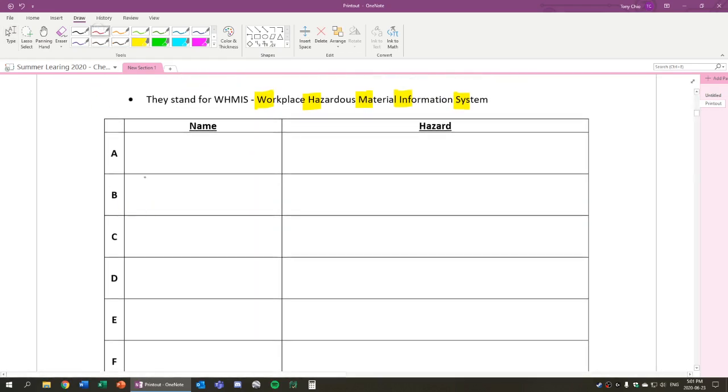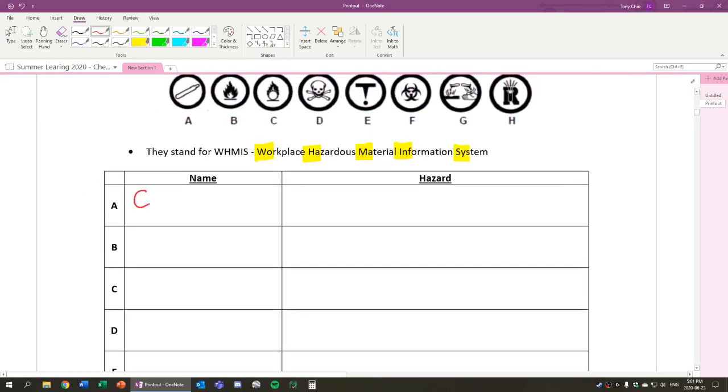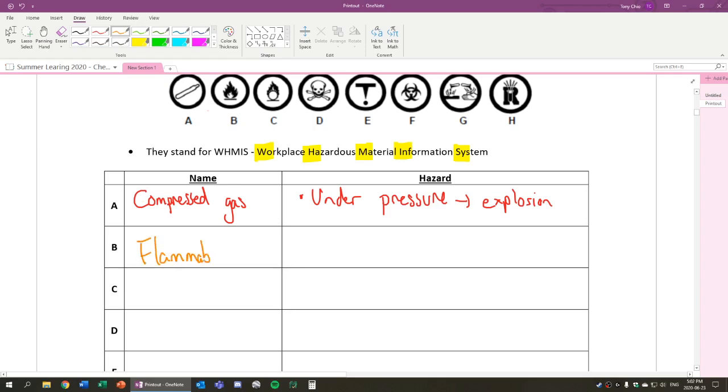The first symbol is A, compressed gas. Now what compressed gas means is under pressure, and because it's under pressure, it can lead to explosion. The second symbol stands for flammable. And these are objects that can catch on fire easily.